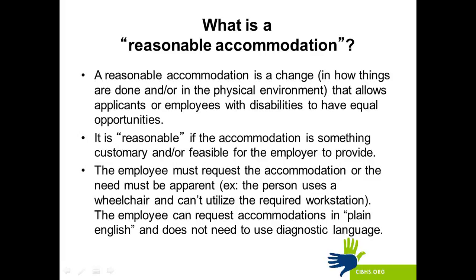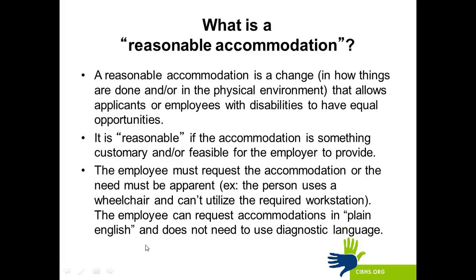The employee has to request the accommodation, or the need has to be apparent. For example, the person uses a wheelchair and can't utilize the required workstation because it's at the inappropriate height. That would be something apparent, that the employee wouldn't have to go out and ask you for an accommodation. You should provide that. The employee also can request accommodations in plain English, according to the law. That means they don't have to use diagnostic language. They don't have to tell you what their diagnosis is. They can say things like, I have a medical condition that requires me to take medication that makes this particular shift not possible for me, or something around that. It doesn't have to be a diagnostic kind of conversation.